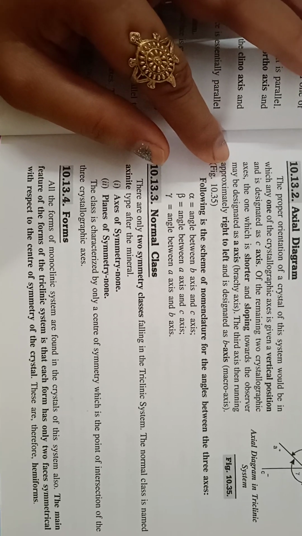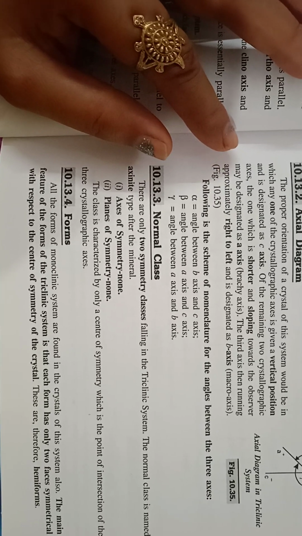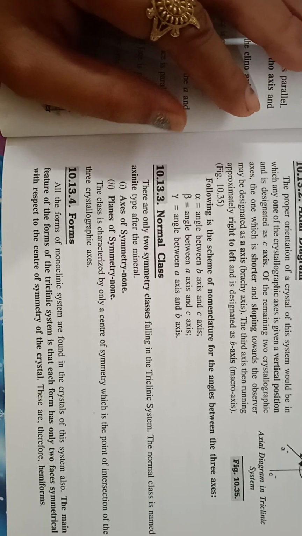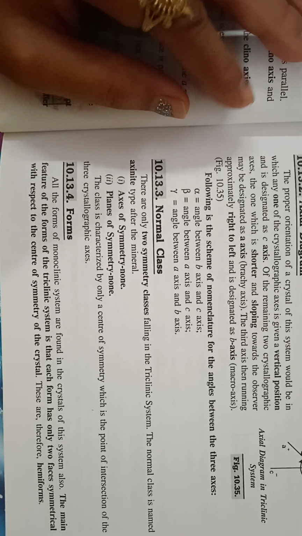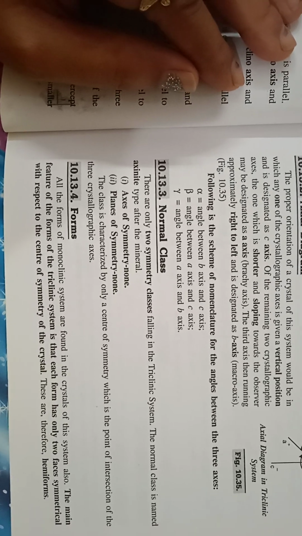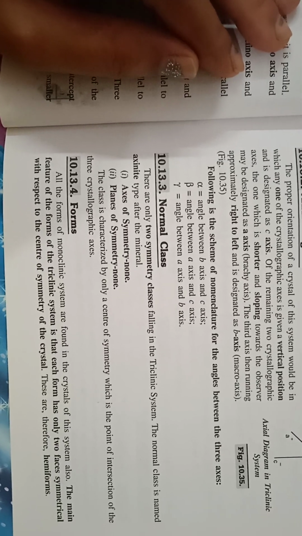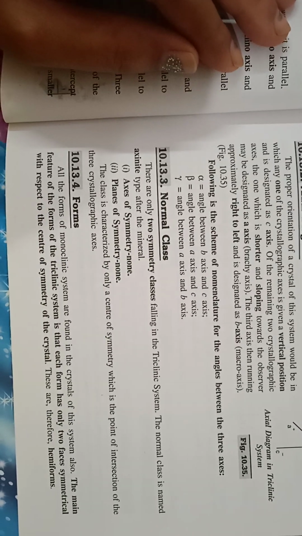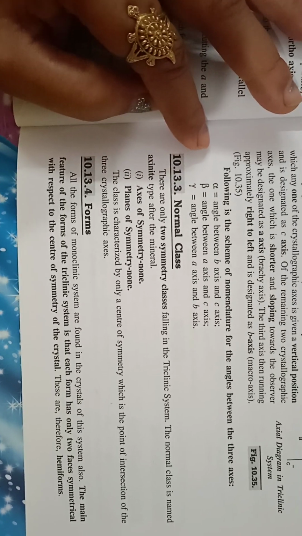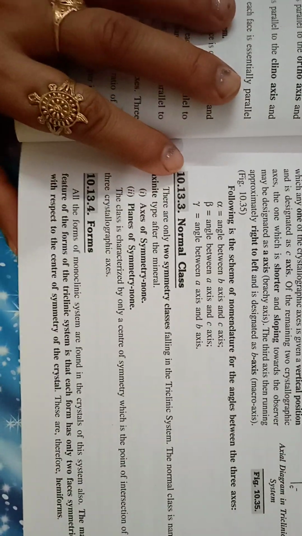The one which is shorter and is sloping towards the observer may be designated as the a axis, brachy axis. The third axis then runs approximately right to left and is designated as the B axis, macro axis. And following is the scheme of nomenclature for the angles between the three axes: alpha is the angle between B axis and C axis, beta is the angle between A axis and C axis, gamma is the angle between A axis and B axis.